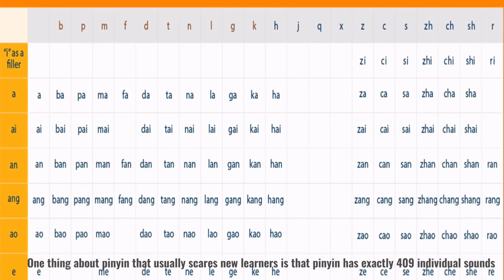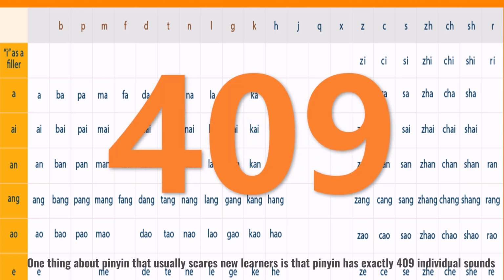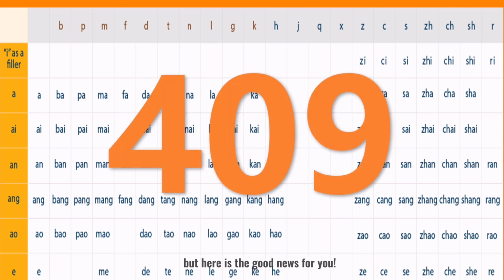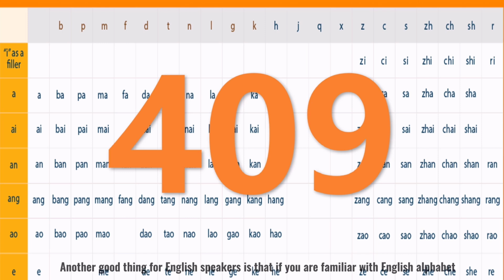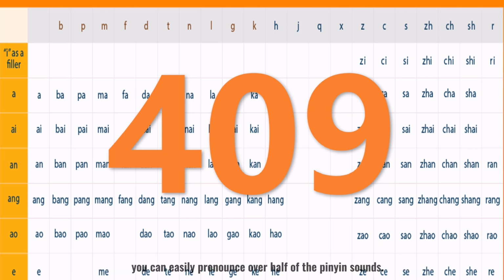One thing about pinyin that usually scares new learners is that pinyin has exactly 409 individual sounds. But here's good news for you. Pinyin is not difficult to learn at all. Just like English and any other language in the world, there is a pattern in it. And once you master how to pronounce those 409 sounds, you can easily pronounce every single word in Chinese. Another good thing for English speakers is that if you are familiar with the English alphabet, you can easily pronounce over half of the pinyin sounds.